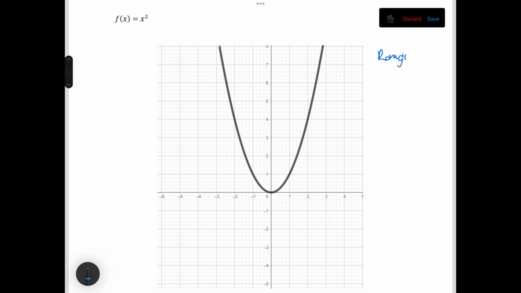The range for this graph, which axis are we going to look at? The y-axis. Okay, you need to look at the y-axis. You ask yourself the same question: how far does the graph go on the y-axis? Does it have a starting point? Does it start somewhere? Does it finish somewhere? So those are things that you ask yourself, basically.